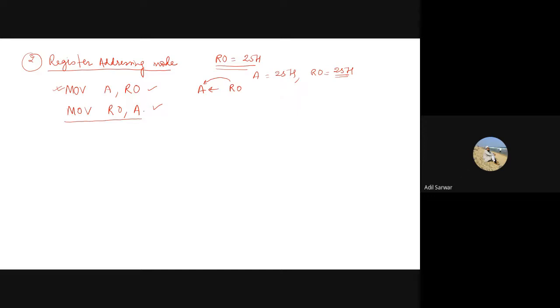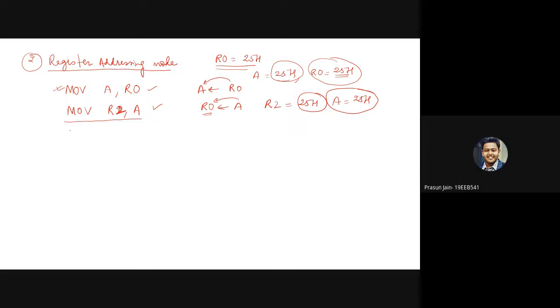Similarly, if I write down this instruction, whatever is there in A will go back to R0. Since it was 25, R0 will again have 25. If I write R2 here, then after this instruction R2 will have value 25H. And what would be the value of A? It will again be 25H. Is it fine? Yes, sir.